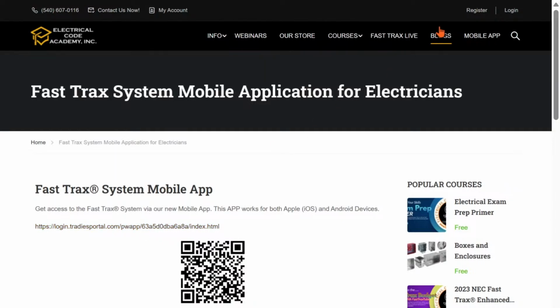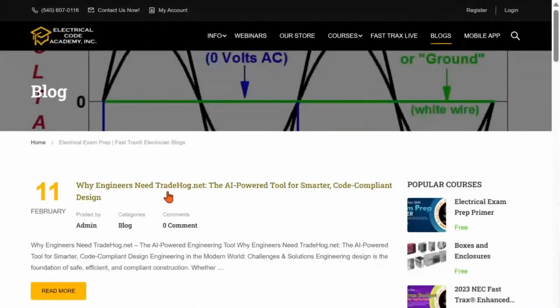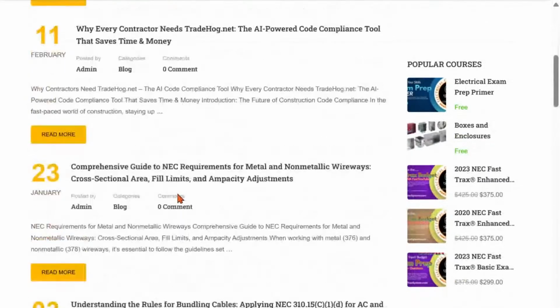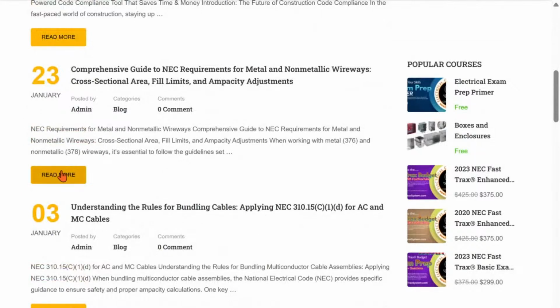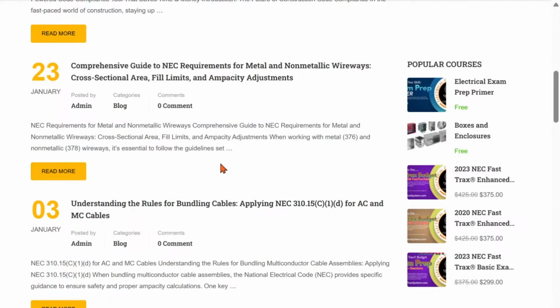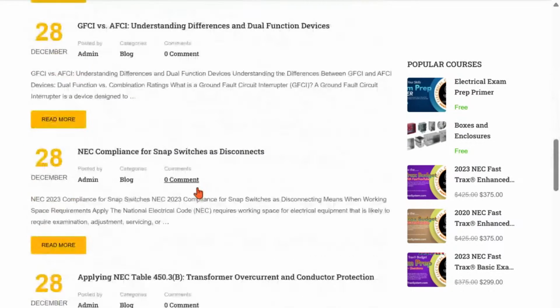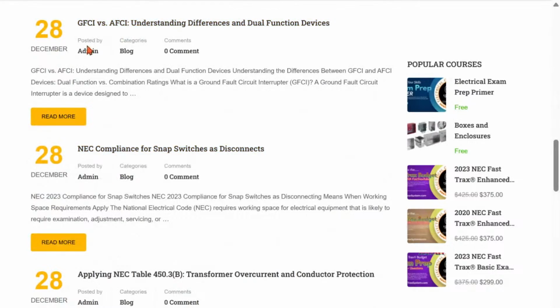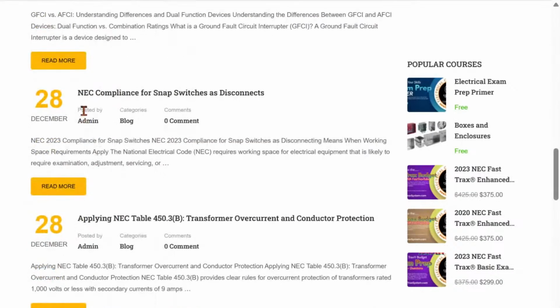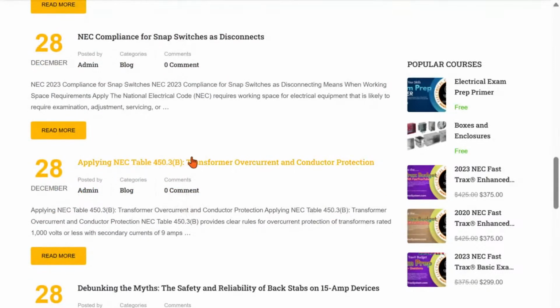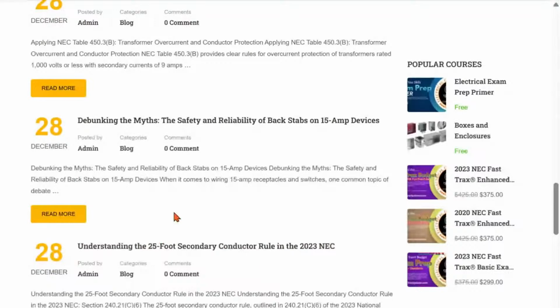And then we have tons of blogs. Click on blog, and you can get access to all of our blogs. We have some great blogs. Just click here if you want to expand it. And be sure to share them with other people. There are tons of blogs: AC versus GFCI versus AC, NEC compliance with snap switches and disconnects, all the transformer, overcurrent, and conductor protection, all kinds of goodies here for you, right? Understanding the 25-foot secondary rules.